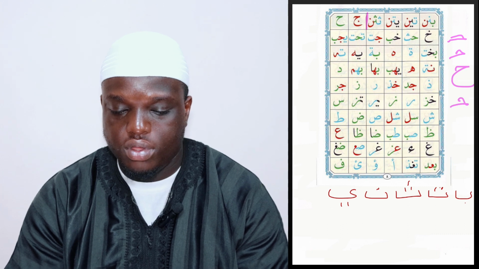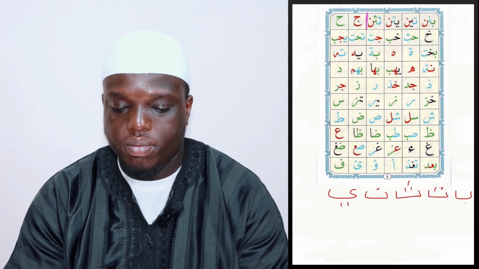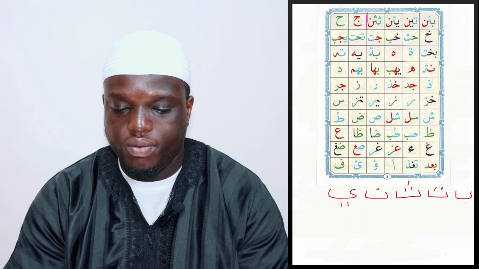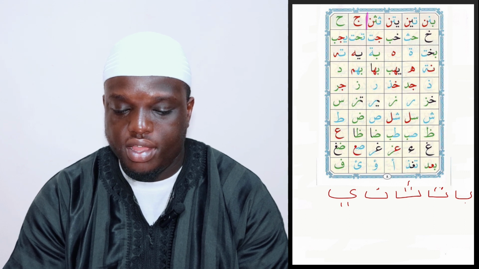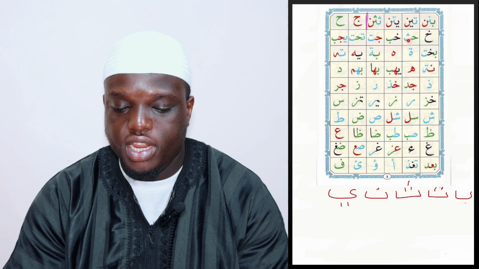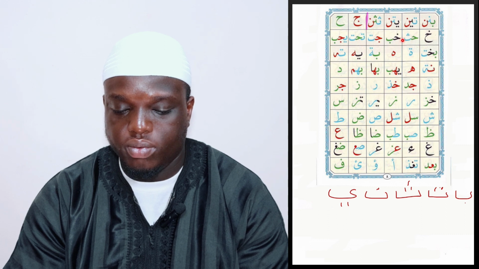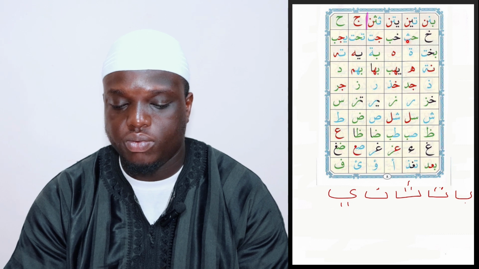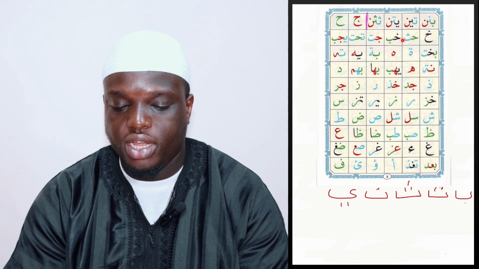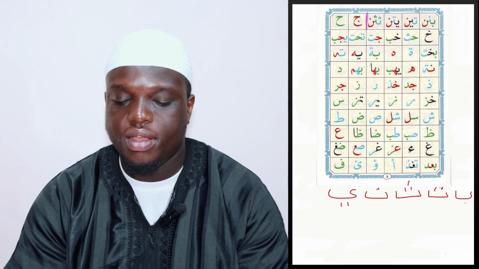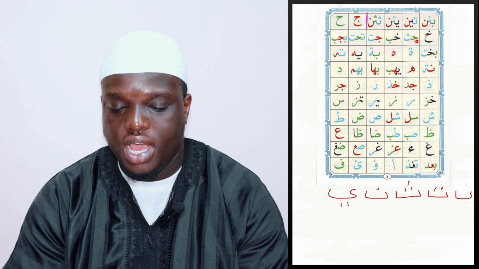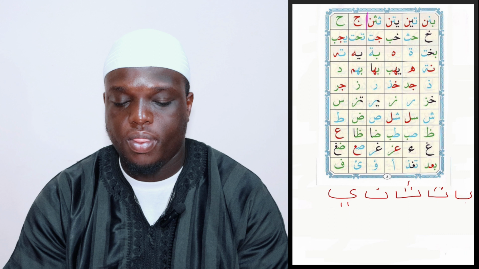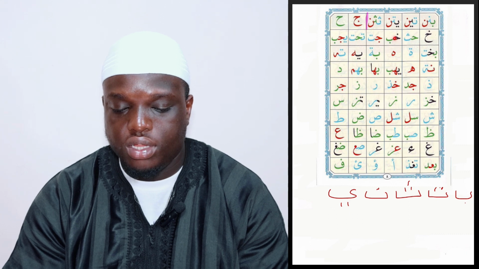So what do we have? We have ha, and then 3 dots. At this point, we know what type of shape this is. We know. So ha with 3 dots on top is tha. Ha, tha.